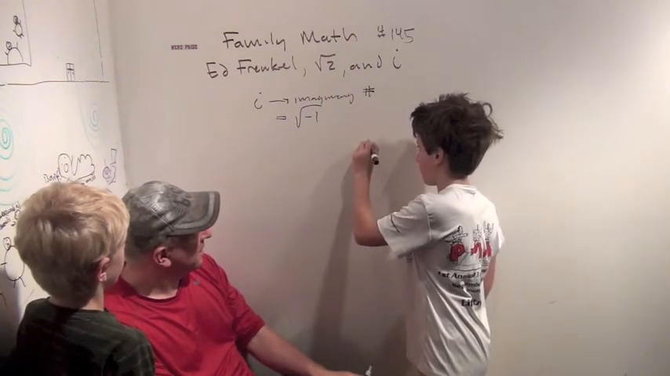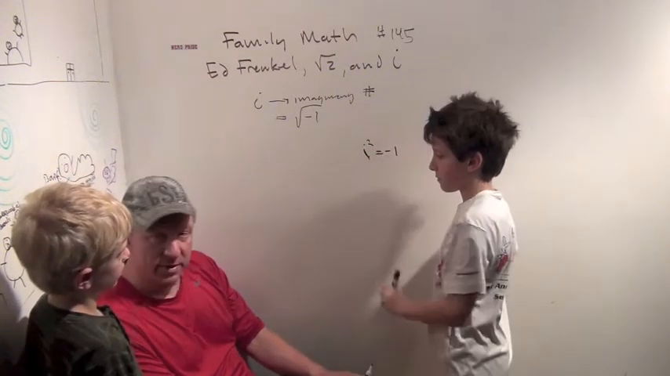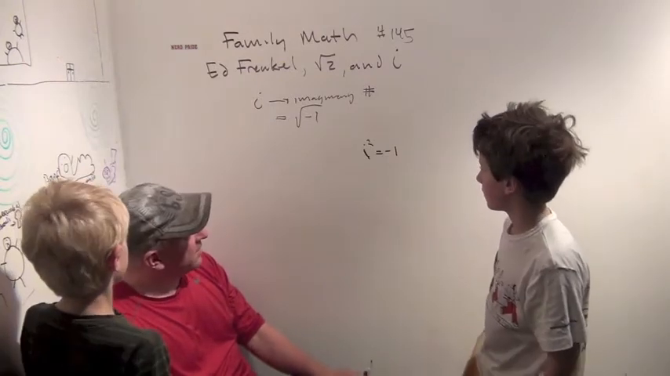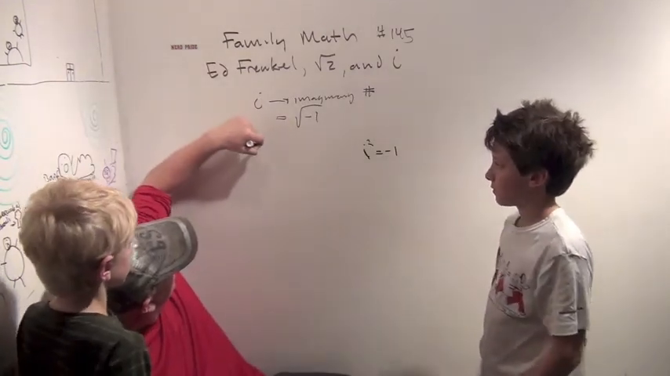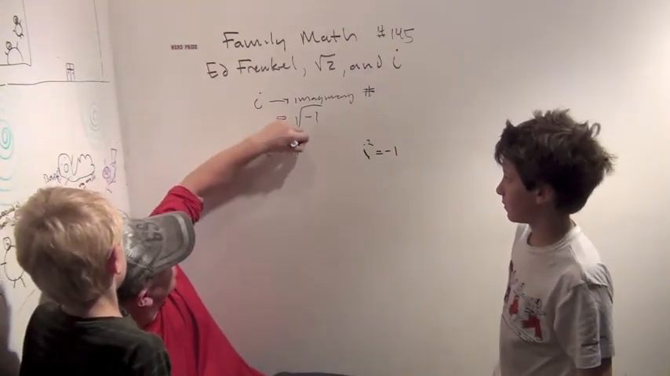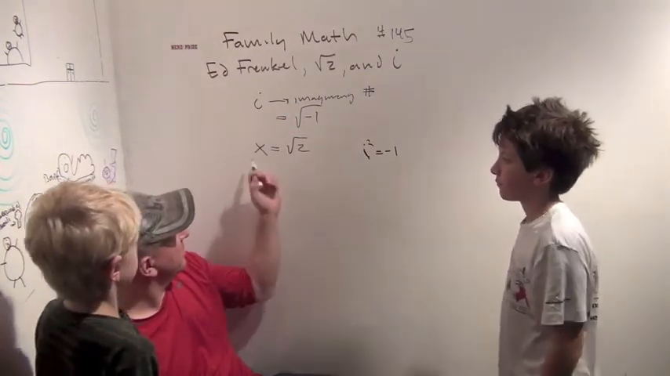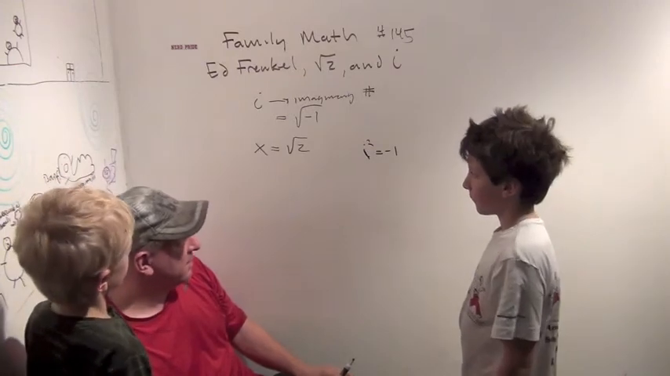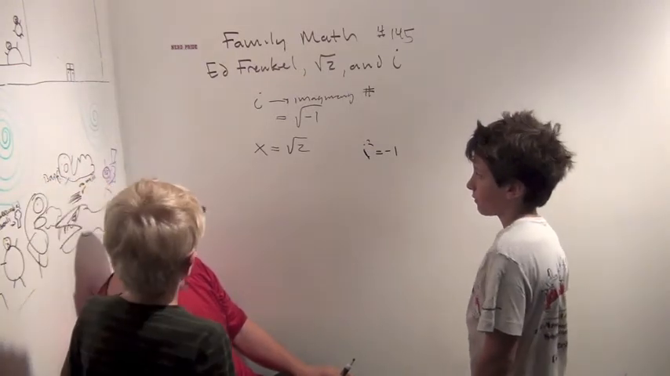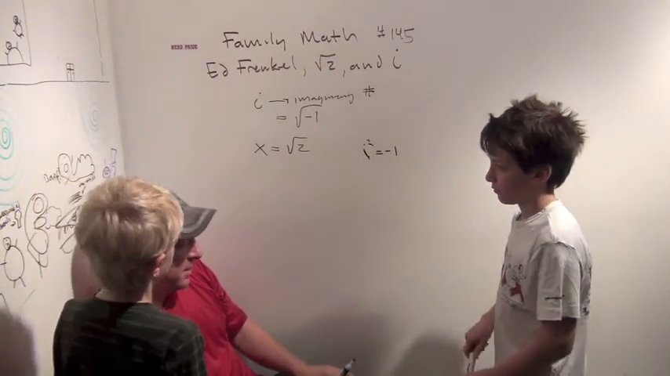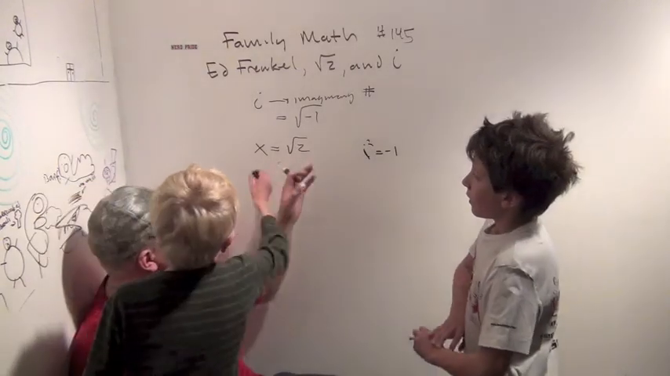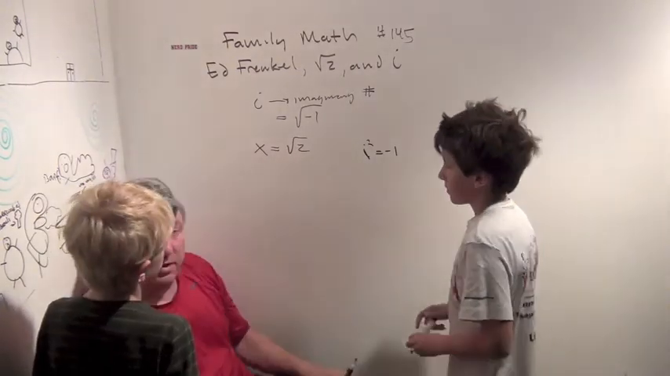i squared equals minus 1. And what did an equation like x equals the square root of 2 mean? Well, if I use a letter x instead of i, what does this equation tell us?